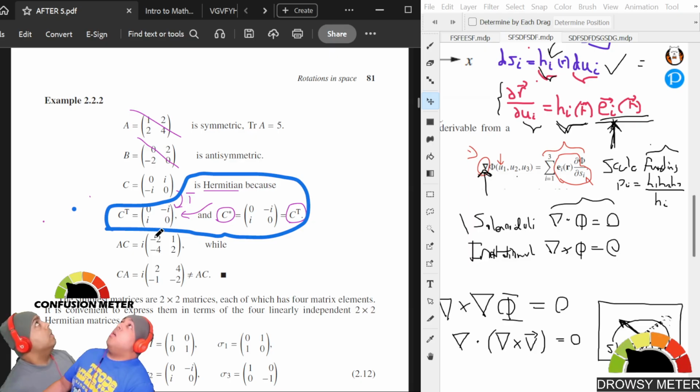AC equals, AC equals I this. Okay, AC, this multiplied by this is, oh my god, 1 times 0 is 0 plus 2 times I is 2I. So over here is 2I. Right. Row column.